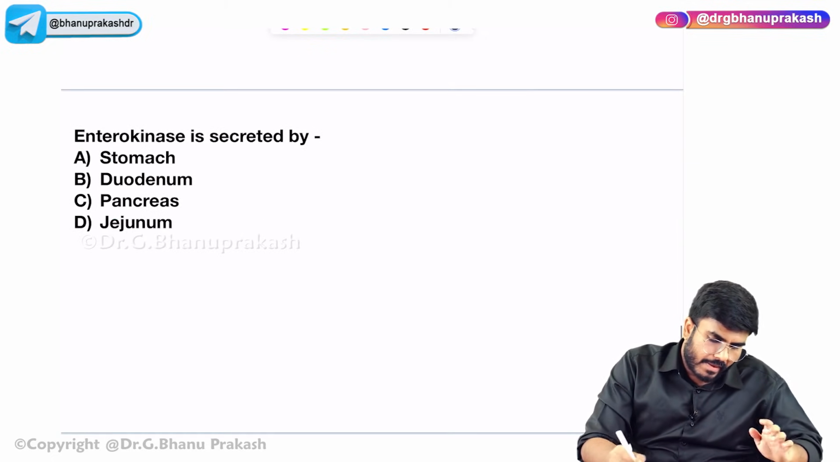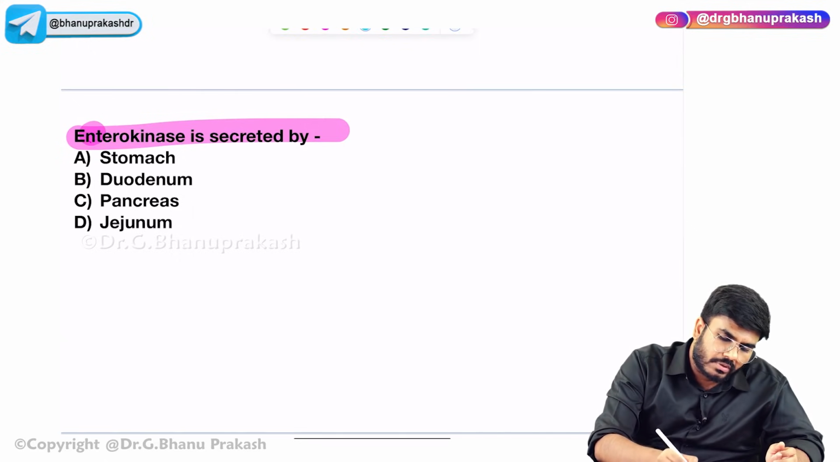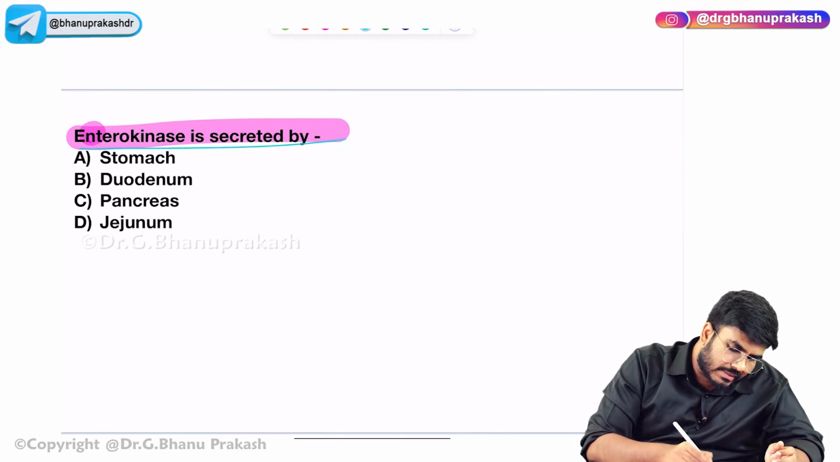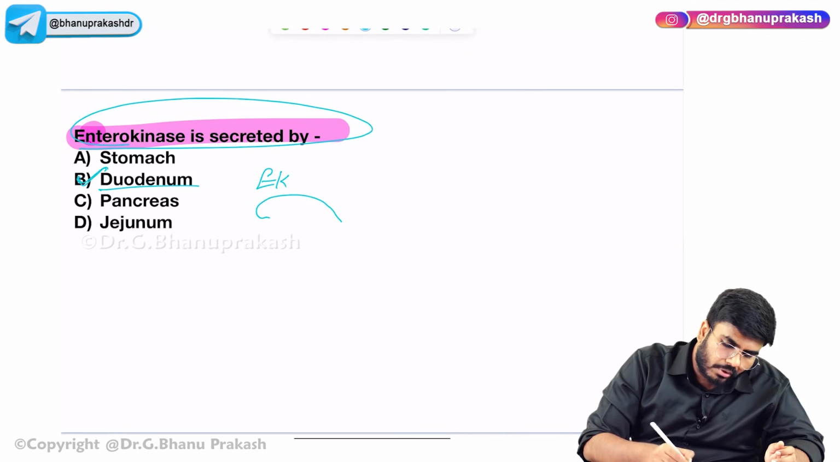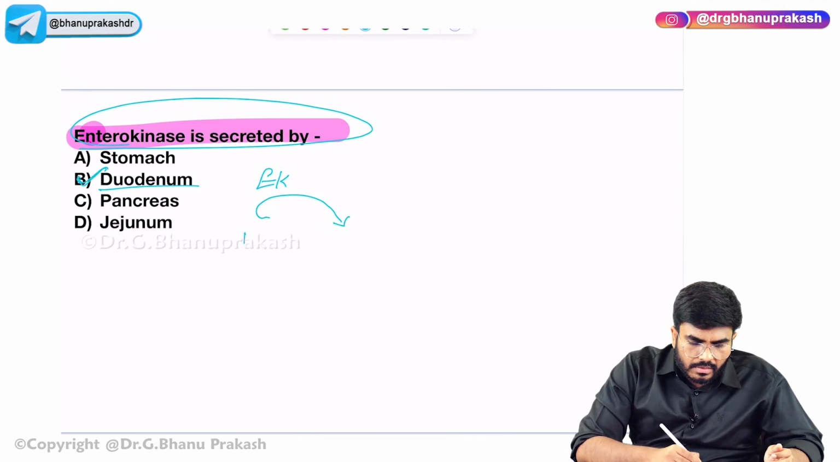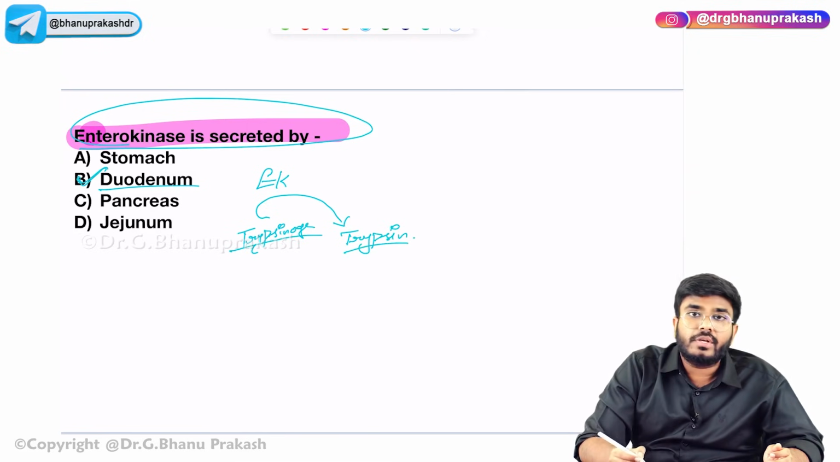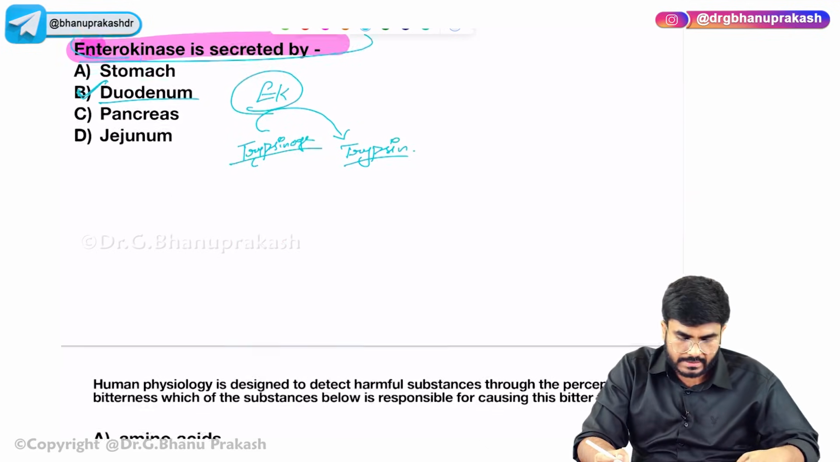Okay. Next, enterokinase is secreted by, I have told you, enterokinase, or they can use the word enteropeptidase. So enterokinase or enteropeptidase is secreted by the duodenum. What is the function of this enterokinase? Enterokinase converts trypsinogen into trypsin. The trypsinogen will be converted into trypsin with the help of enterokinase.